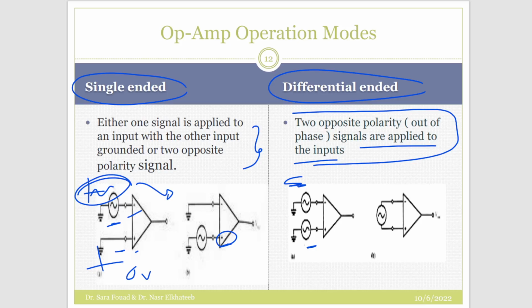And the signals are applied to the inputs. So these signals are going to be applied to the inputs, which means that we are going to use the two inputs. In the first mode, we use only one input and the other is going to be connected to the ground. We could connect it like this, or we could connect it like this.